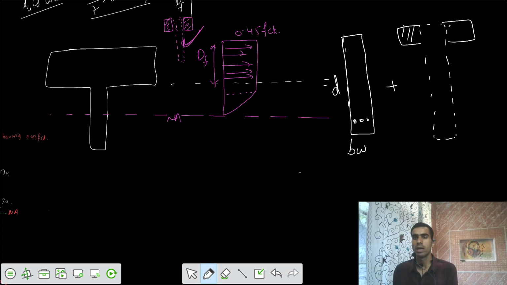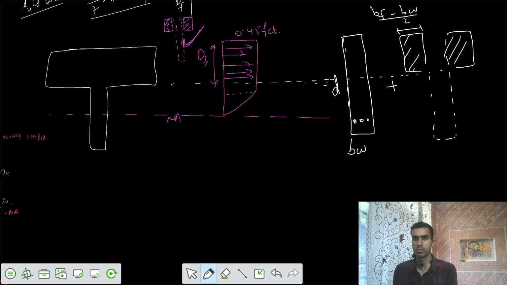We have some concrete here and one more concrete here, and the dimensions we can have are BF minus BW divided by 2 each. When you multiply it twice, we have a total concrete width of BF minus BW, and we have some thickness of DF. We have concrete up to the level of DF. So this part is equal to BF minus BW divided by 2.